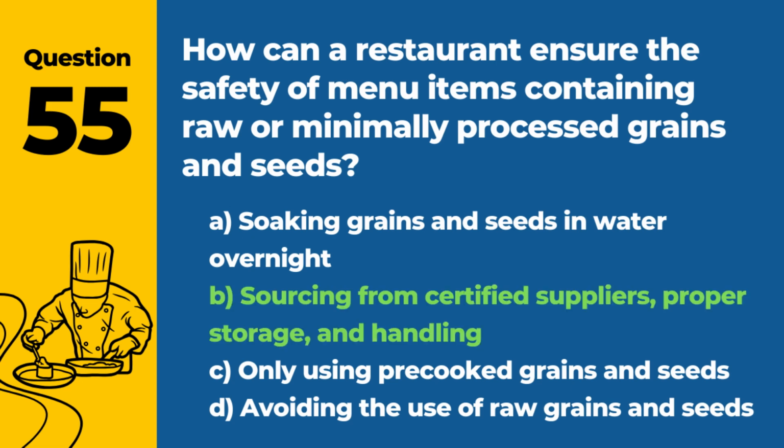Answer B. Sourcing from certified suppliers, proper storage, and handling. Ensuring the safety of menu items containing raw or minimally processed grains and seeds involves sourcing from certified suppliers to ensure quality, proper storage to prevent contamination, and safe handling practices.